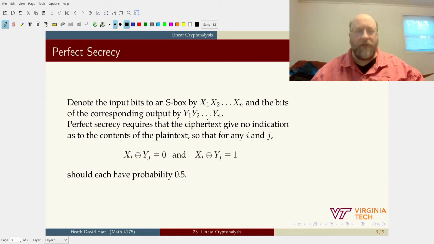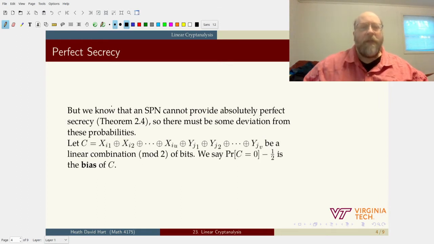Perfect secrecy, which we've talked about before, this was mentioned in Shannon's paper, requires that the ciphertext give no indication as to the plaintext, so that for any pair of plaintext and ciphertext bits here, the probability that they XOR to be 0 and the probability that they XOR to be 1 should both be exactly 0.5 for perfect secrecy. Excuse me, I've got the hiccups here. We know that an SPN cannot provide perfect secrecy.